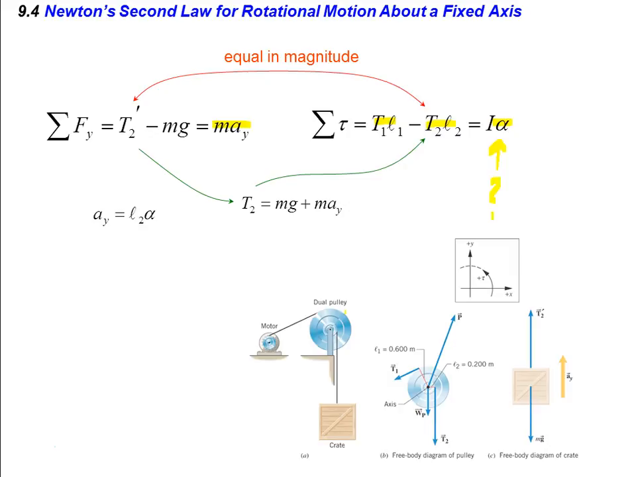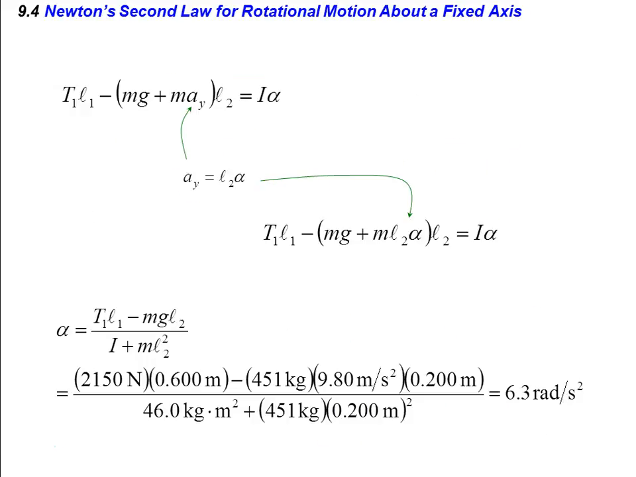We're given everything except for this T2 here, and so we can use a little algebra to say that T2, solving this equation over here, is equal to mg plus m times the translational acceleration that we're calling ay. If we substitute that for T2 in here, that'll eliminate one of our unknowns, and so we're only left with ay and alpha as unknowns. So using a little more algebra, we can get a relationship between ay and alpha: ay is L2 times alpha. Now, how do we get that?